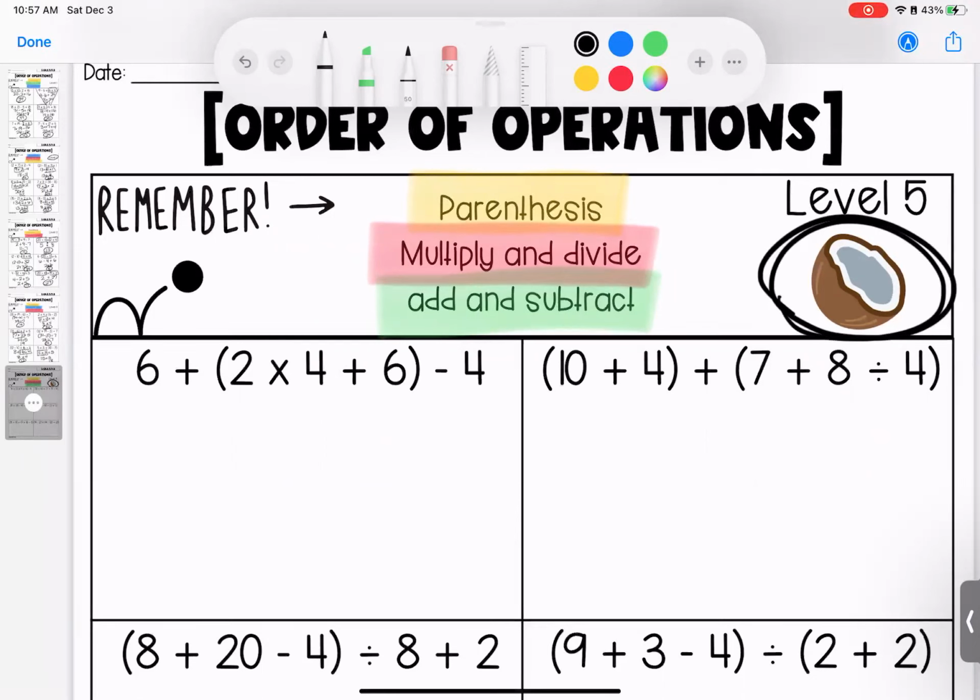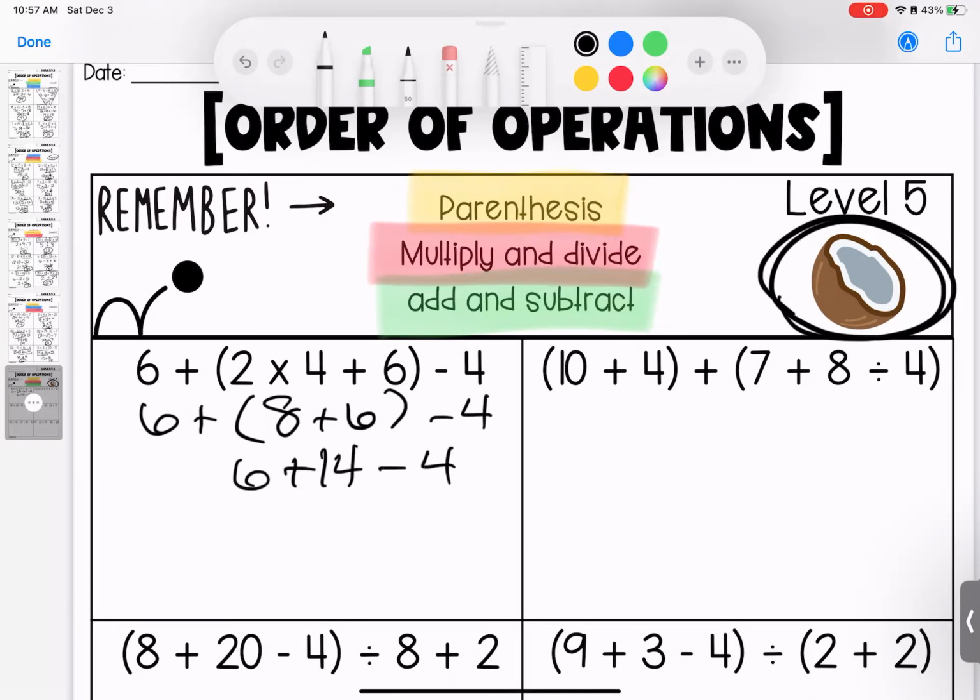This time in our parentheses, we have more than one step. I have to multiply before I add, even in the parentheses. 2 times 4 is 8. 8 add 6. I'm not done. Keep the parentheses. 8 plus 6 is 14. 6 plus 14 is 20. 20 minus 4 is 16. Coconut, complete.